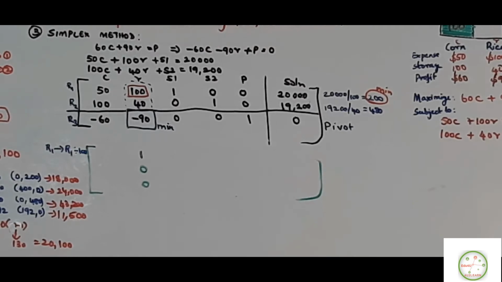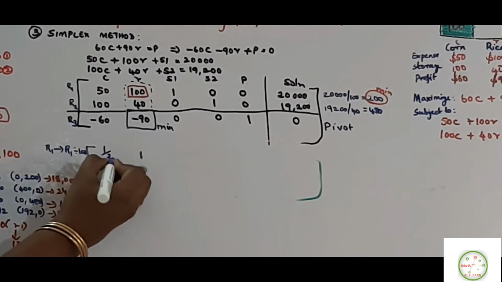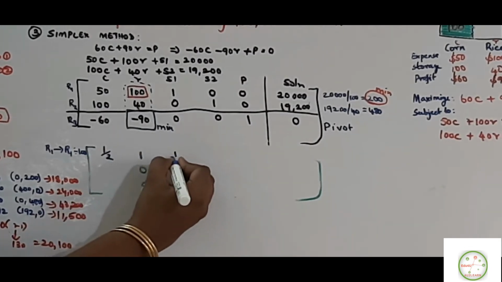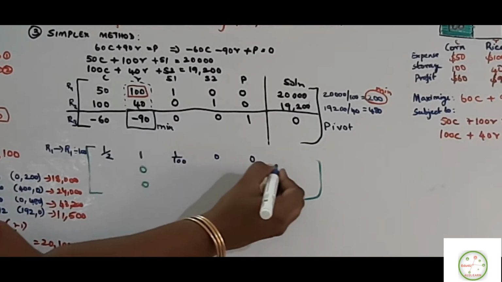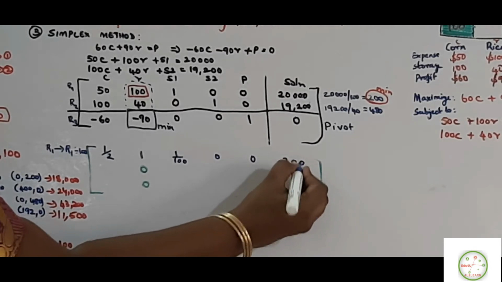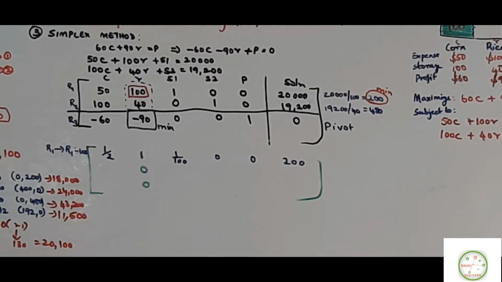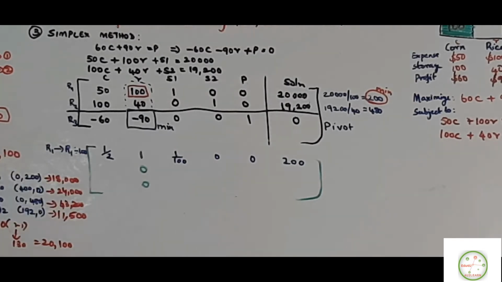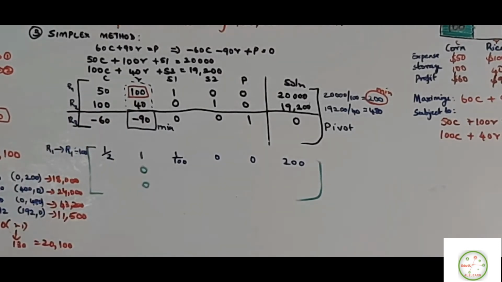100 divided by 100 is going to give us 1. So this will become 1 by 2, and this 1, and this is going to become 1 by 100, 0, 0, 200. Now what substitution can we make with respect to R1 to R2 and R3? We want this 40 to become 0.